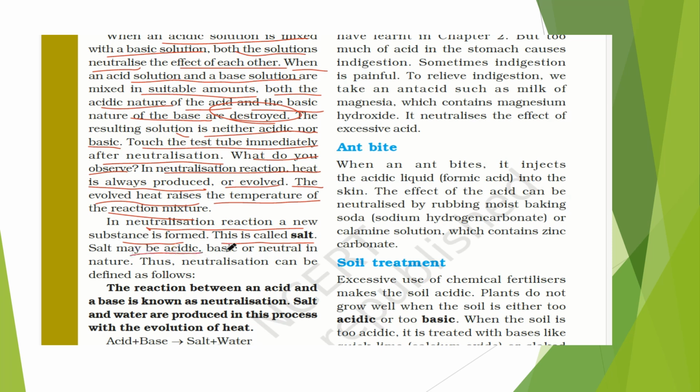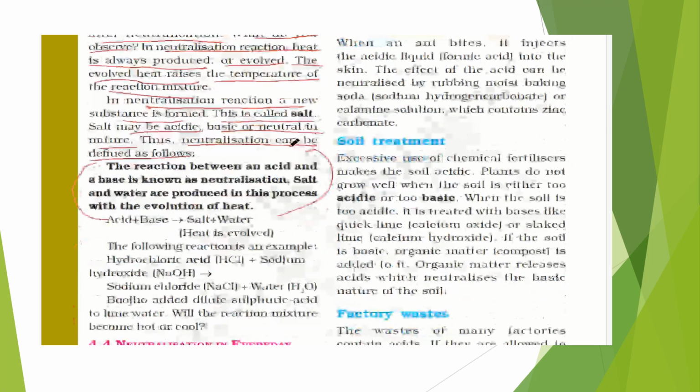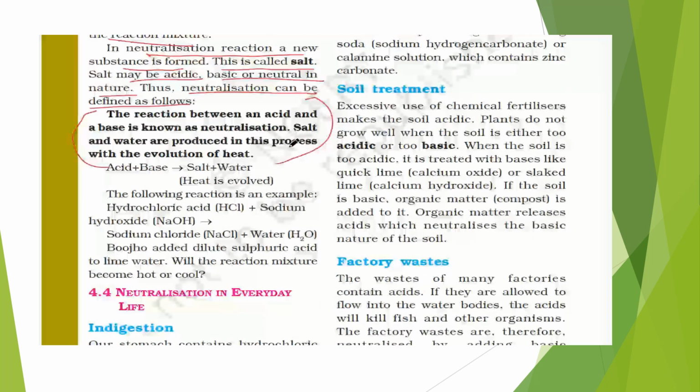So salt may be acidic, basic, or neutral in nature. Thus neutralization is defined as follows. What is neutralization? The reaction between an acid and a base is known as neutralization. Salt and water are produced in this process with the evolution of heat. So acid plus base is equal to salt plus water, and heat is evolved. The following reaction is an example: hydrochloric acid and sodium hydroxide produce sodium chloride, or NaCl, and water.